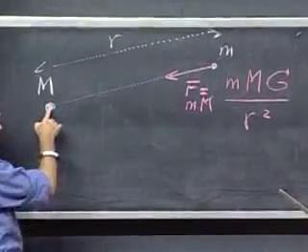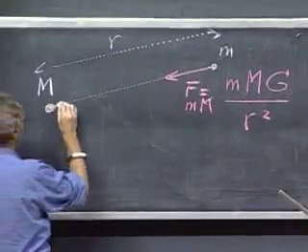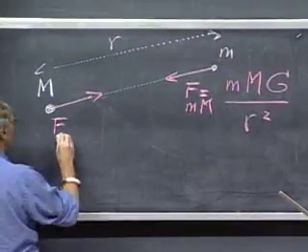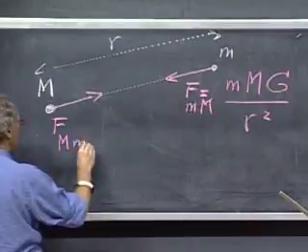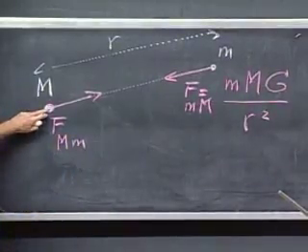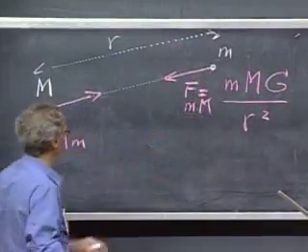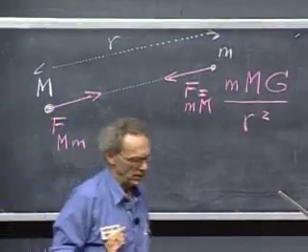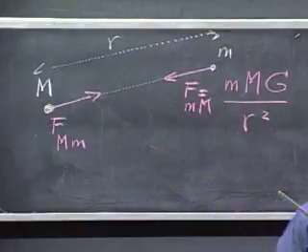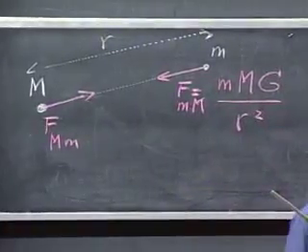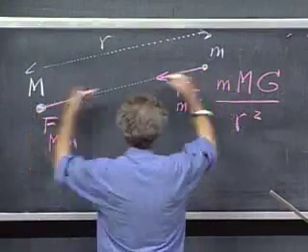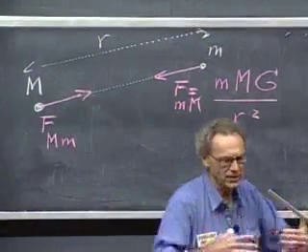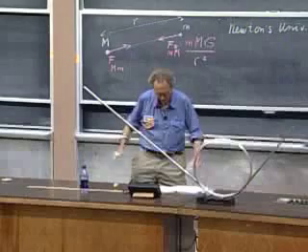Since Newton's third law holds, action equals minus reaction, the force that capital M experiences due to the presence of little m is exactly the same in magnitude, but opposite in direction. And that is the universal law of gravity. Gravity is always attractive. Gravity sucks, that's the way to think of it. It always attracts. There's no such thing as repelling forces.